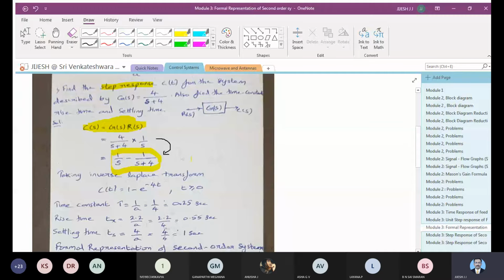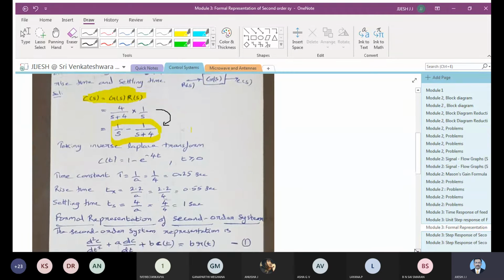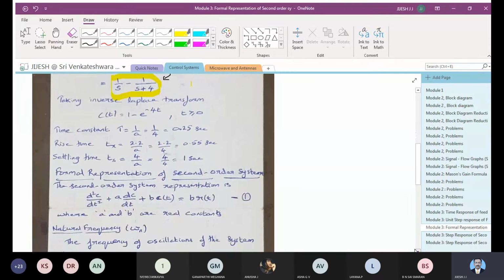So once you complete this, we are going to go with a little bit of theory concepts here, and then we will move on to the derivations for second order system. So all of you completed that. So we'll move on to the next topic, formal representation of second order system. So we are in module 3, second topic, that is formal representation of second order system.